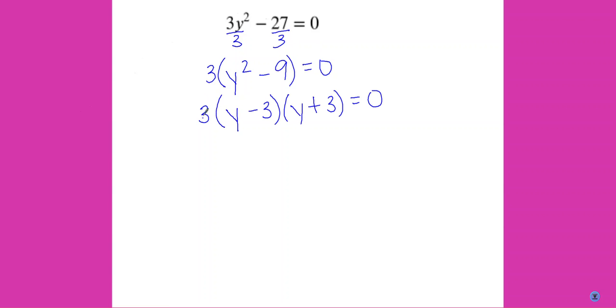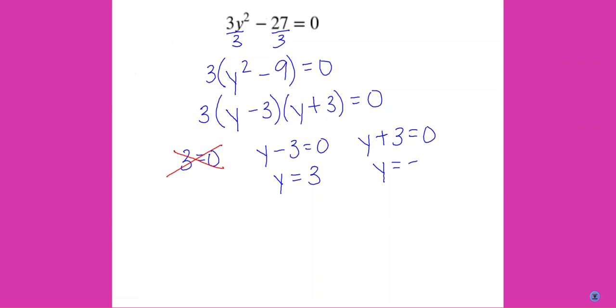Now we can take our 3 factors and set them equal to 0. 3 equals 0, y minus 3 equals 0, y plus 3 equals 0. 3 can't equal 0. That doesn't make sense, so that part's irrelevant. We don't need it. Here, y would equal 3, and here y would equal negative 3.